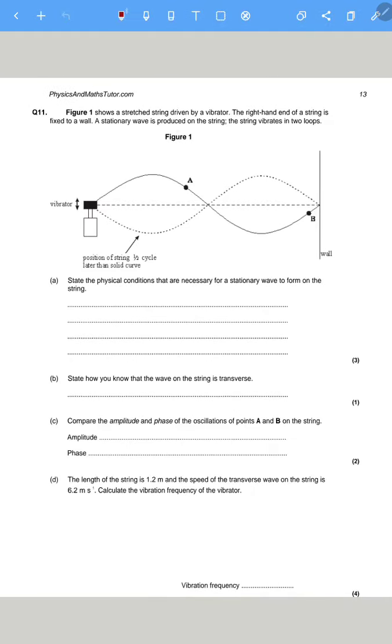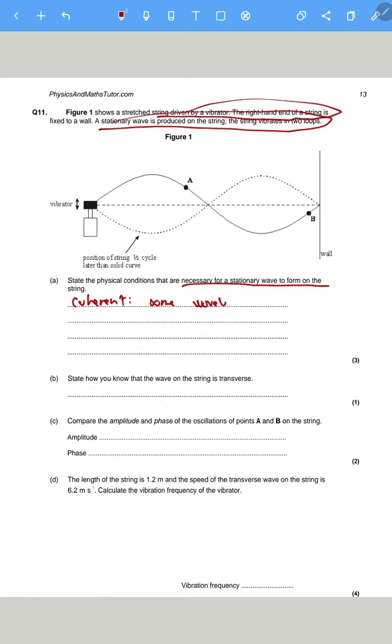Two more. Figure 1 shows a stretched string on a vibrator with 2 loops. Stationary wave produced on a string. String vibrates in 2 loops. So the physical conditions needed for a stationary wave to form on a string: coherent, so same wavelength plus frequency. Monochromatic, that also means same wavelength. And fixed phase relationship.